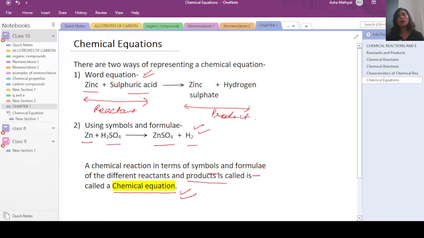Now we will try to understand more about the chemical equation. There are a few things associated with it which need to be learned. So that topic I will be taking up in my next session.